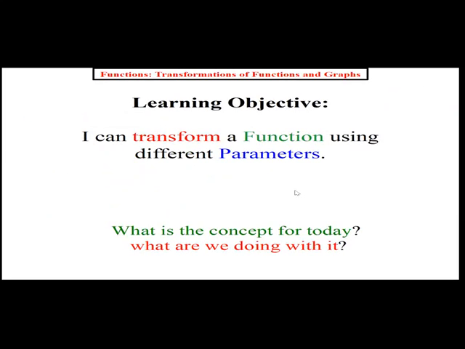Our objective for today: I can transform a function using different parameters. Once again, I can transform a function using different parameters. If you notice, we're still on the same objective from the time we left before our semester final. So that means we're still using parameters, and we're still transforming functions.